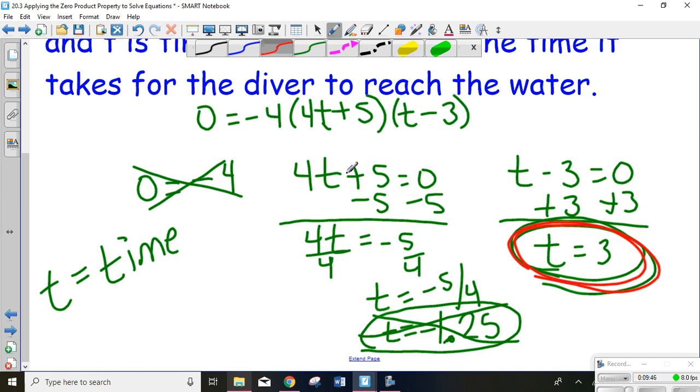That truly, guys, is all there is to 20.3, so the zero product property, and that is station 4.